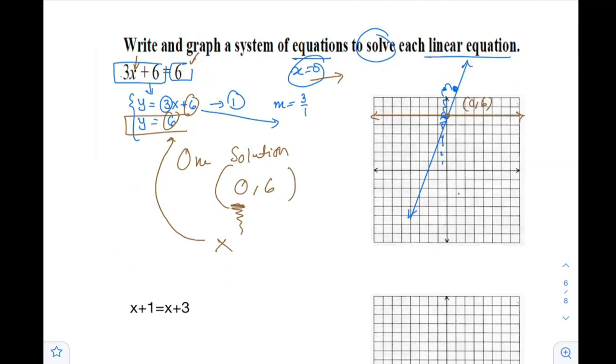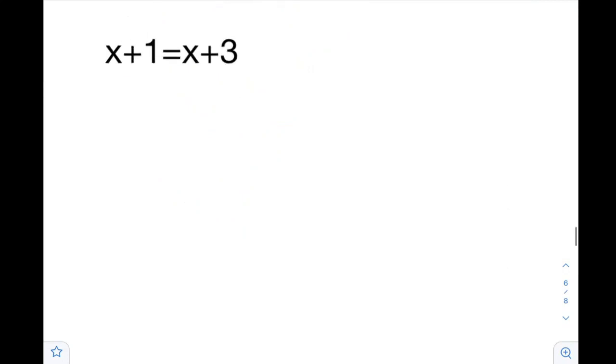حولنا معادلة خطية بسيطة إلى نظام معادلات ورسمناه وتأكدنا إن الجواب صحيح. Here we should expect also, if you refer to the old videos, old lessons, if you want to solve, if you subtract x from both sides, we end up with 1 equals 3, means no solution. Right hand side is not equal to left hand side, يعني no solution, يعني the lines are parallel.